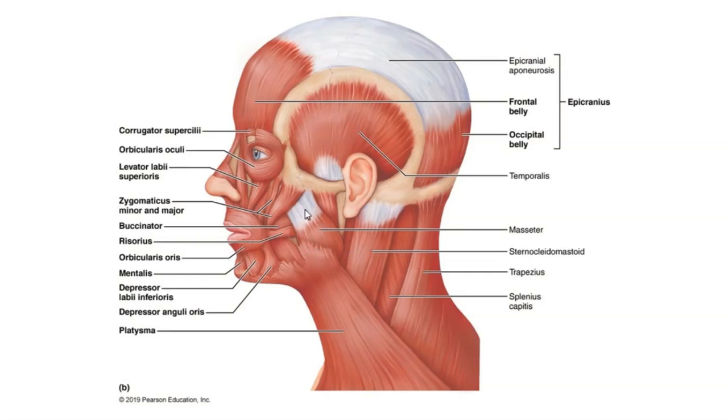If the jaw is stabilized by other muscles and the platysma contracts, the platysma actually has action on the skin of the lower lips. What it does is pull the skin of the lower lips down and creates the facial expression of frowning.